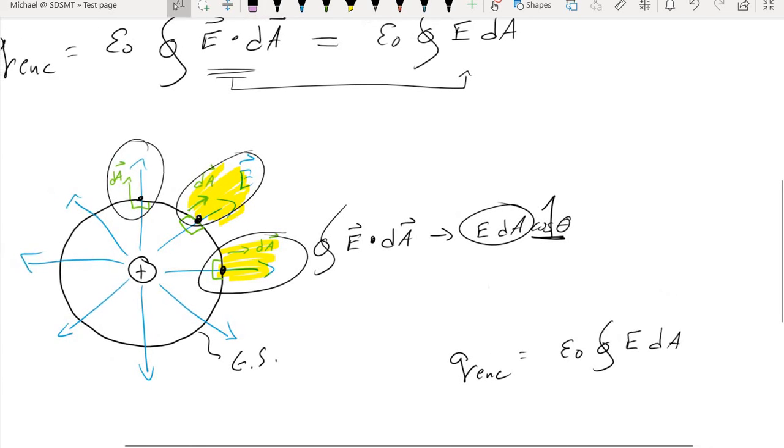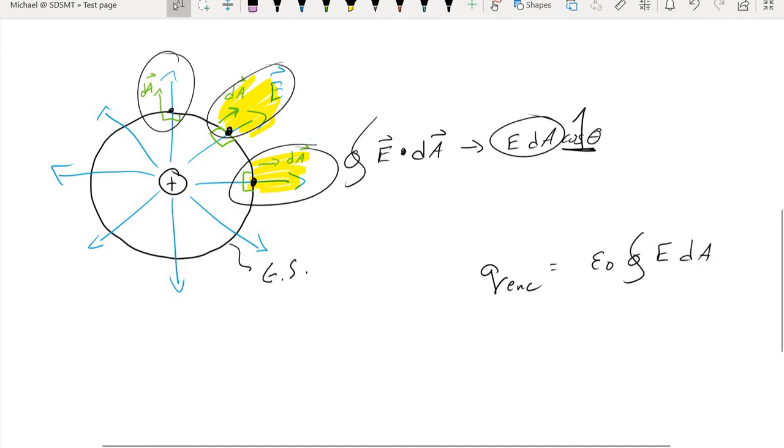All right. Well, that enclosed charge value, how much charge do we have enclosed? Well, let's take this charge and we'll give it a value. We'll call it Q. So I have enclosed some generic amount of charge Q.